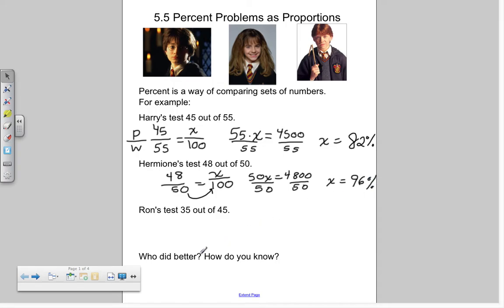Ooh, nice. Okay, Ron gets 35 out of 45. Again, part to whole equals x over 100. Cross multiply, 45x equals 3,500. Divide both sides by 45, and I get Ron getting a 78%. So who did better? Hermione. Is that a big surprise? I don't know, but let's hear what she has to say.